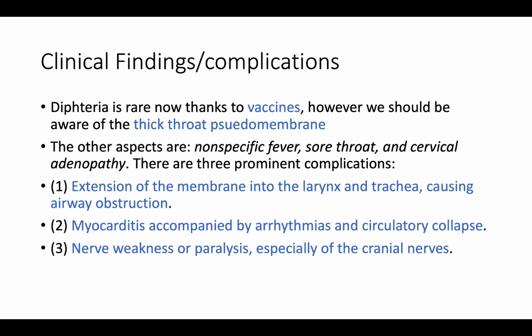Myocarditis, this can happen. So we are talking about children that might have damage to their heart, and then arrhythmias, which might precipitate circulatory collapse. And this is due to the action of the exotoxin. So heart, nerves as well, nerve weakness or paralysis, especially of the cranial nerves, can also ensue.